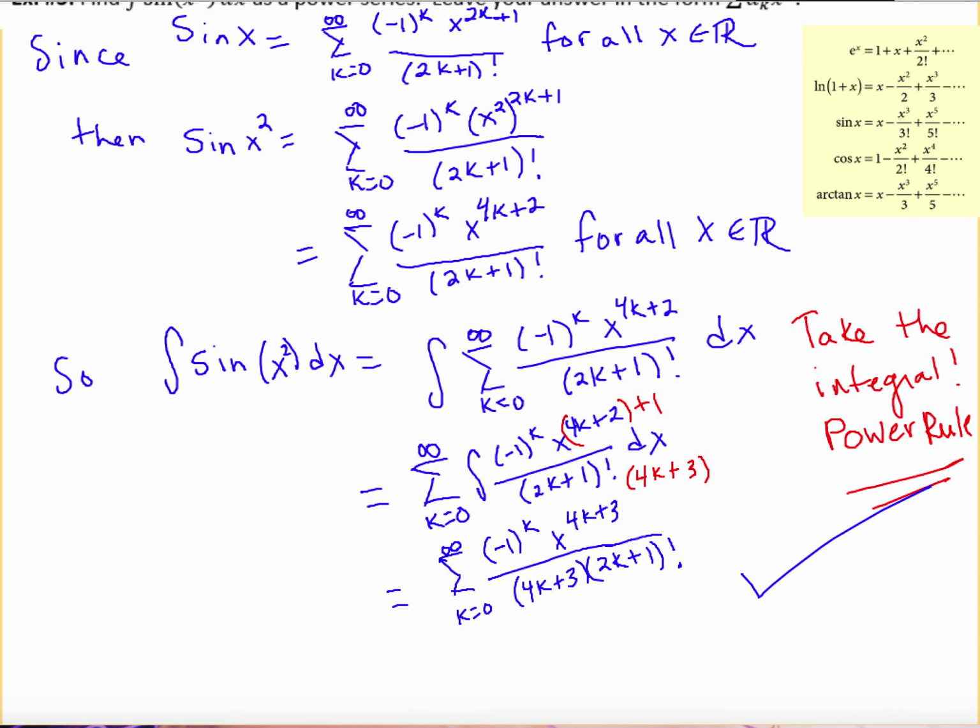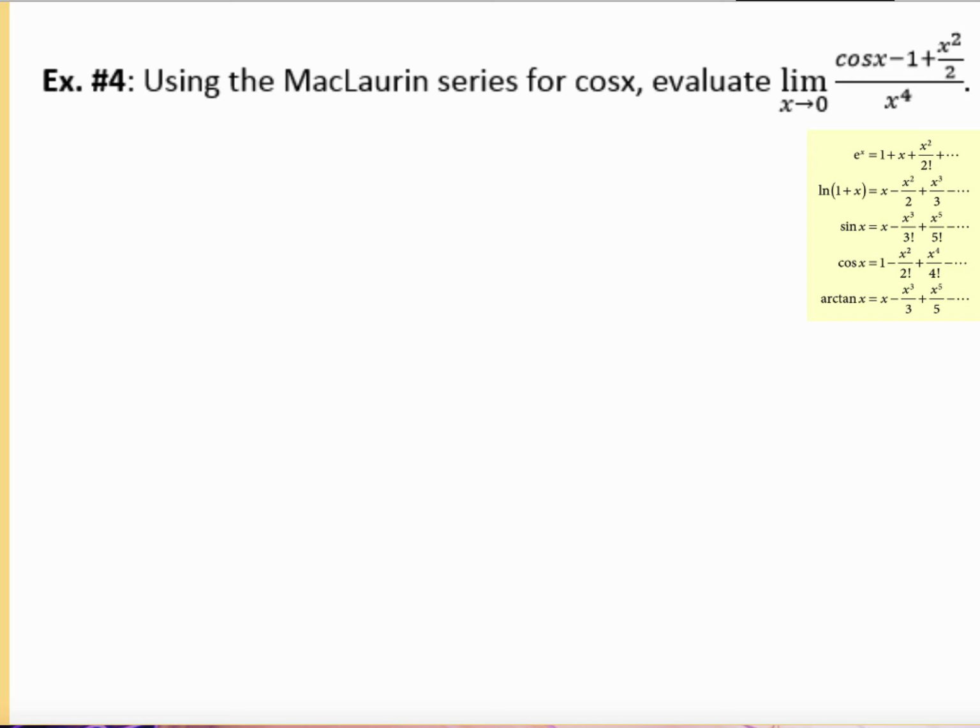And away we go. Last one. This is the last of our problems with Taylor and Maclaurin series. And then we're going to move on to some differential equations, slope fields, and Euler's method. It's going to be great. So using the Maclaurin series for the cosine of x, we're supposed to evaluate the limit as x approaches 0 of the function, whoa. Okay.